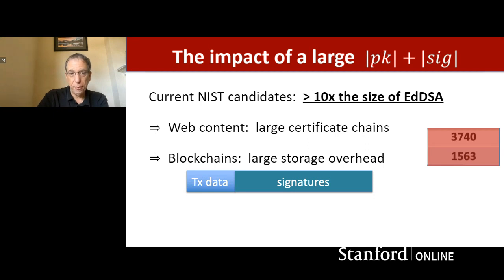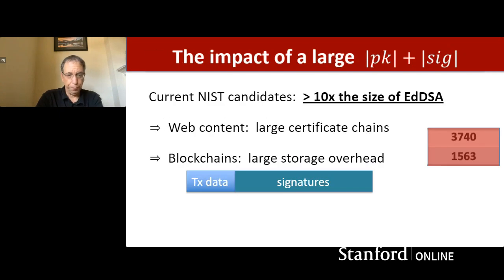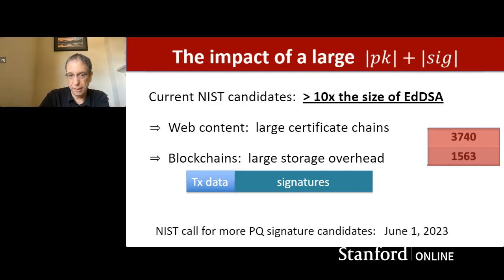So the fact that these signatures are large is problematic for the web, but it's very problematic in the blockchain space. And so the question is, what do we do? I should say, because of this, NIST actually reopened the call for proposals.